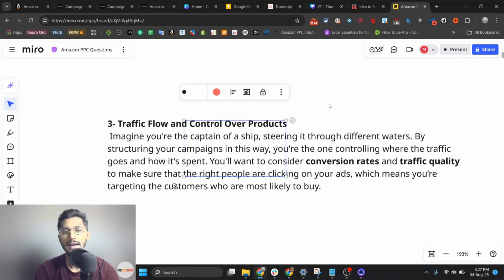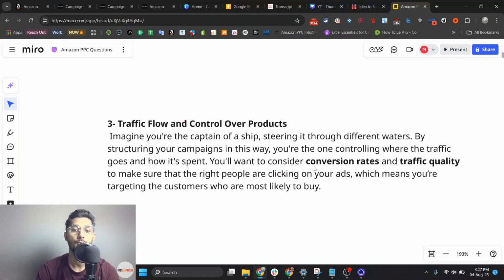Traffic flow and control over products. Imagine you are the captain of a ship, steering it through different waters. By structuring your campaigns in this way, you are the one controlling where the traffic goes and how it's spent. You will want to consider conversion rates and traffic quality to make sure that the right people are clicking on your ads, which means you are targeting customers who are likely to buy.